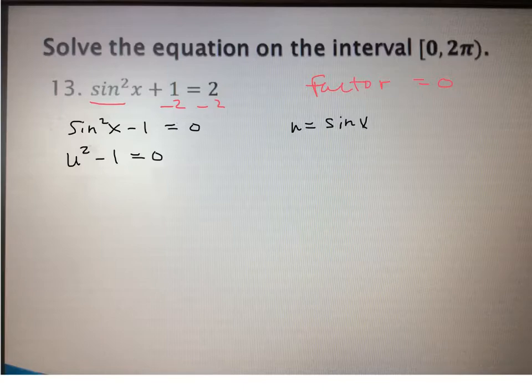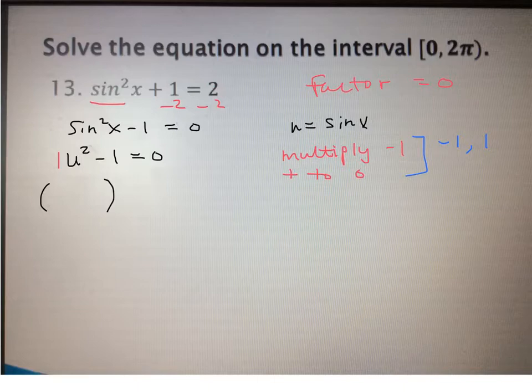So I need to think of things that multiply to -1. And notice that I don't have any u term, so that means I'm going to add to 0. Now, two things that multiply to -1 but add to 0 would be -1 and 1. So that's what my factor is going to be. Since I just have a 1 right here as my leading coefficient, that means I can take that shortcut. And I'll let you do that on the test too.